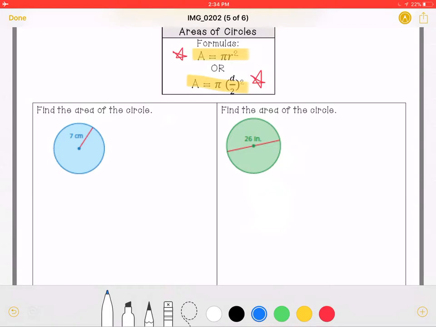So I'm going to tell you right now, this 7 centimeters, that is a radius. I'm going to label that with an R so we don't forget, which means I'm going to be using that first equation. So let's write our equation down. Area equals pi times the radius squared. That's what that little 2 in the corner means. We're squaring the radius. Guys, when we're squaring it, it's like we're taking the radius and multiplying it by itself twice. So that 2 in the upper right-hand corner just tells us how many r's we should have.